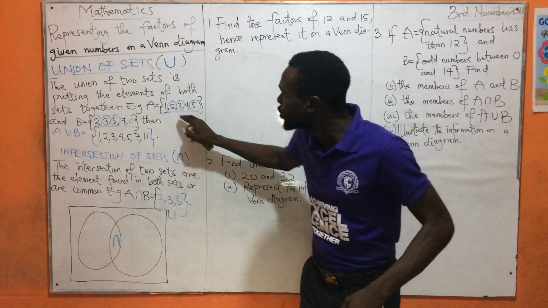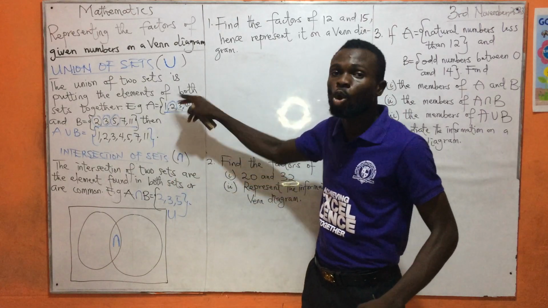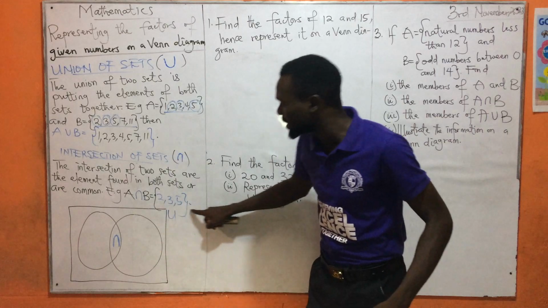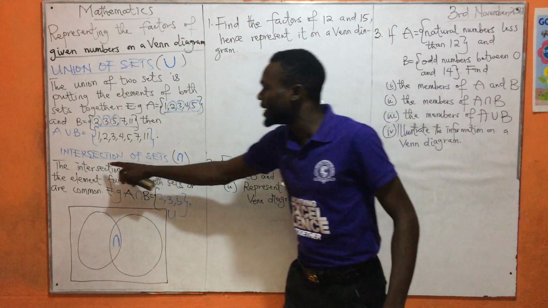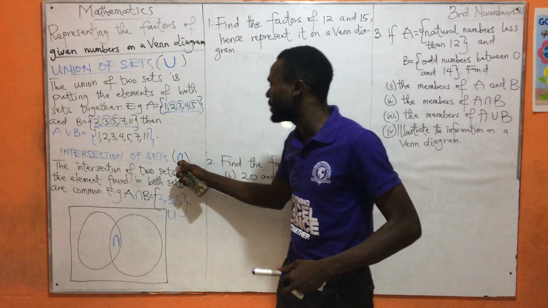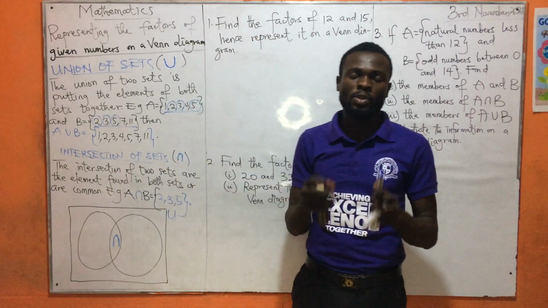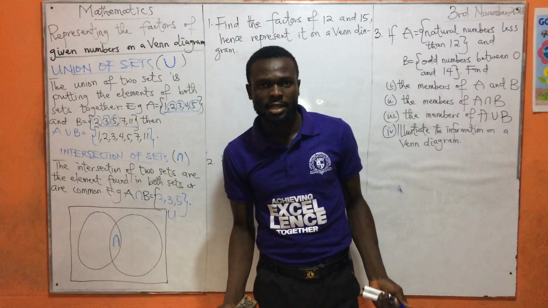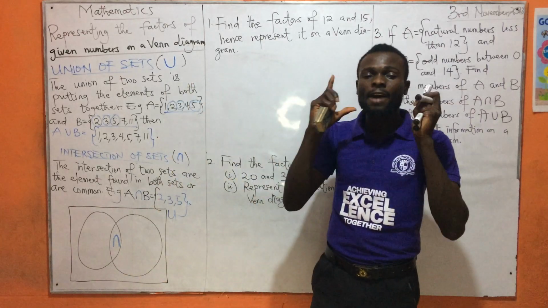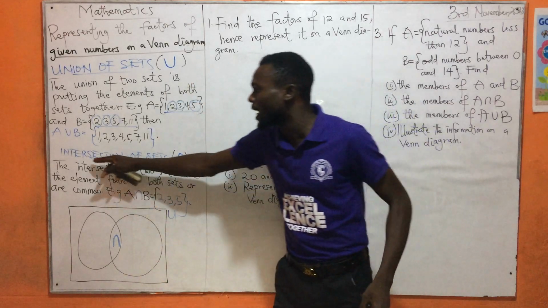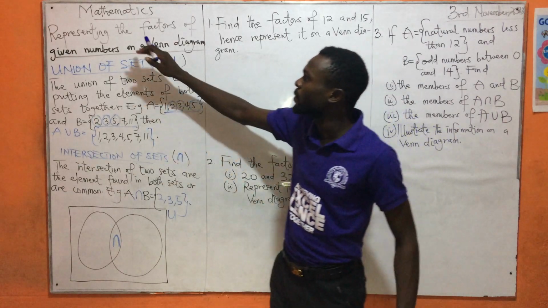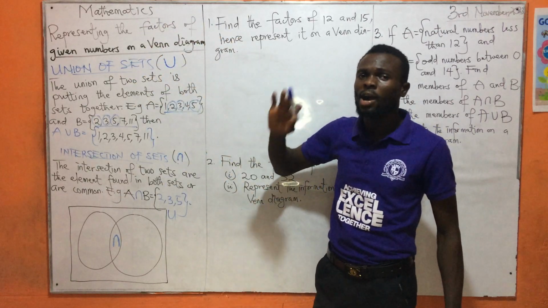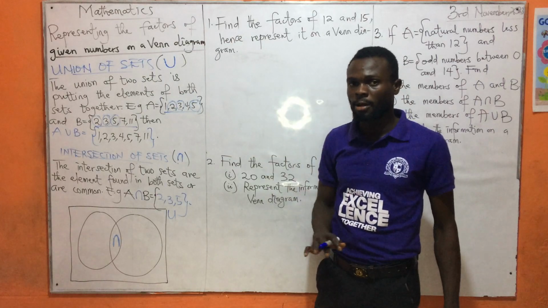Good. So once I know that they are the intersection, they are the common ones, then I'm going to write it as A intersection B. And intersection is denoted by the letter n, which is the small n. And these two are very important, especially with the intersection of sets, if we are to represent the factors of a number on a Venn diagram.